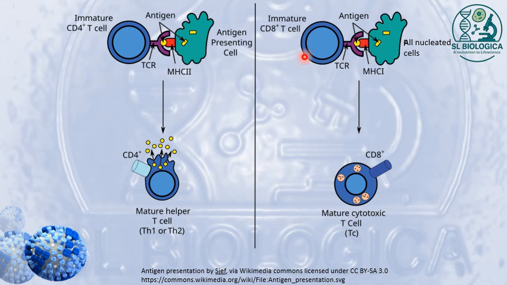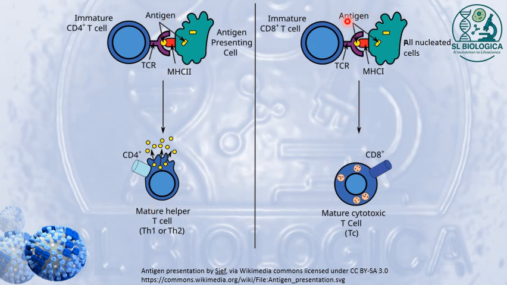So this is a pictorial representation of how the T helper cell and T cytotoxic cells are getting activated. We have the T helper cell here on the left side panel, which has the CD4 receptor. With the TCR, it binds to the antigen that is presented on the MHC2 molecule of an antigen presenting cell. Upon this binding, it gets activated and releases various cytokines, and these cytokines can then regulate the development and proliferation of B cells as well as macrophages. So this is how the T helper cell is getting activated.